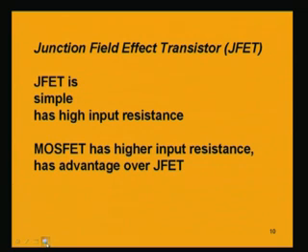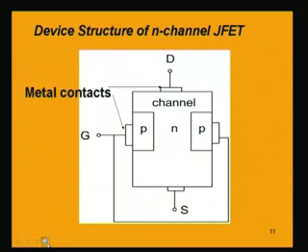So, let us now see the structure of the JFET. The physical structure of the device is having a N channel, that is a semiconductor which is N type, and there are two P type semiconductors as shown in figure.